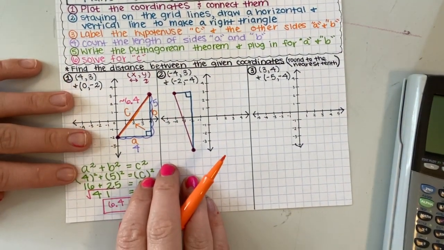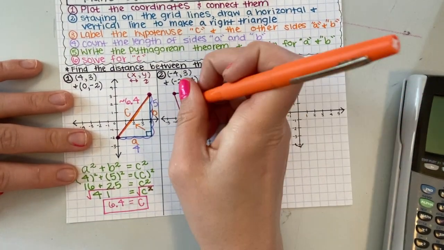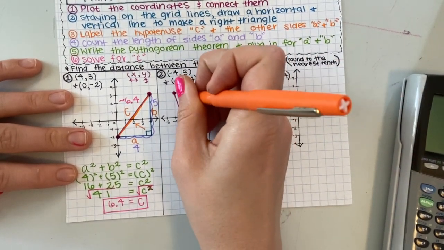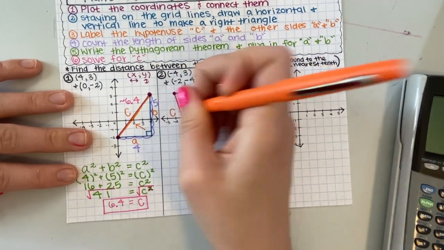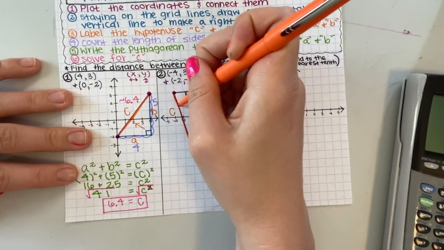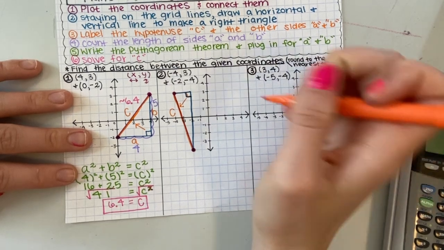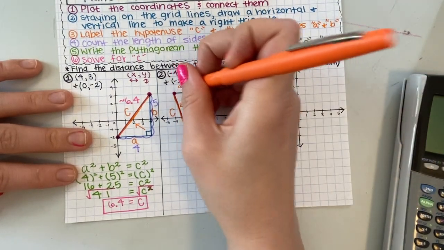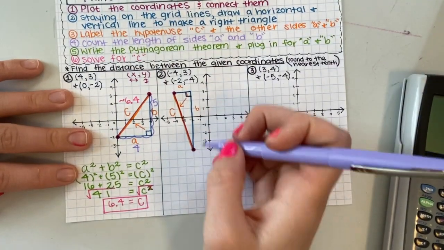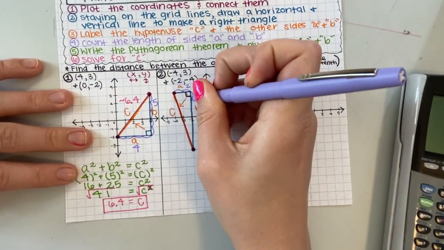Step 3 says to label the hypotenuse C, which is the side directly across from our right angle. That is C. That is going to be the side we're solving for, because that is what was directly connecting our dots. The other 2 sides are A and B. My fourth step is to count A and to count B.